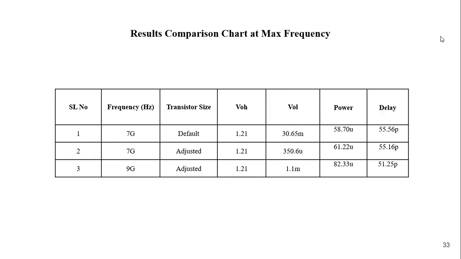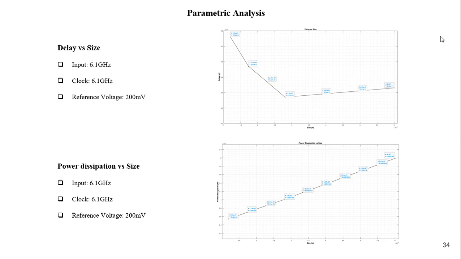So this is the comparison chart of this design. We can see that at default size the V output low is 30 millivolt. At 7 gigahertz with adjusted transistor size it's only 350 microvolts, and at 9 gigahertz it's only 1 millivolt. So we have come a long way with the implementation of TG and the transistor size adjustments, along with good power dissipation and delay. This is the same as phase 1.